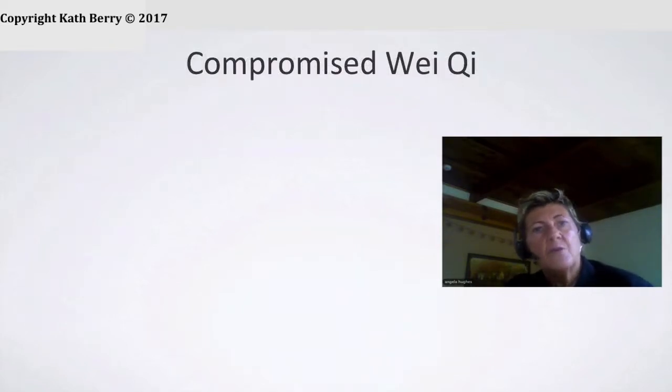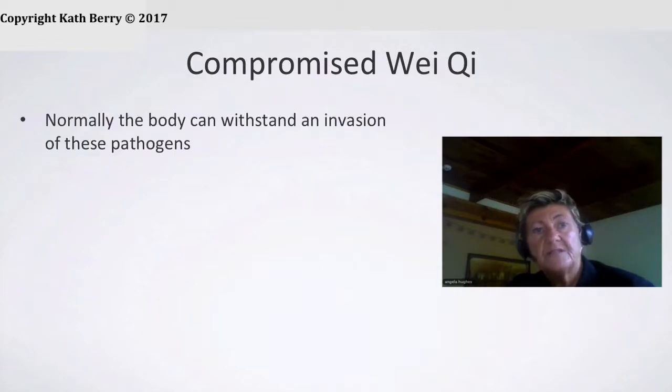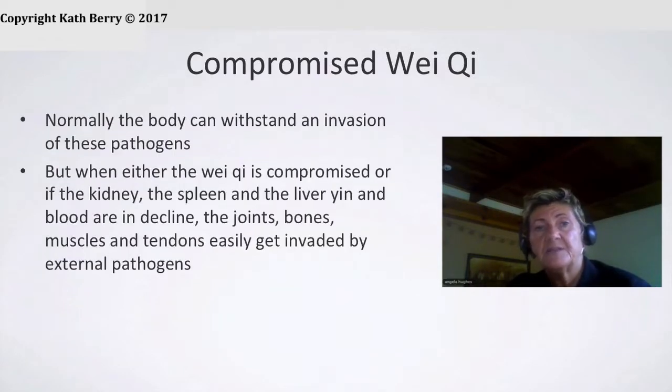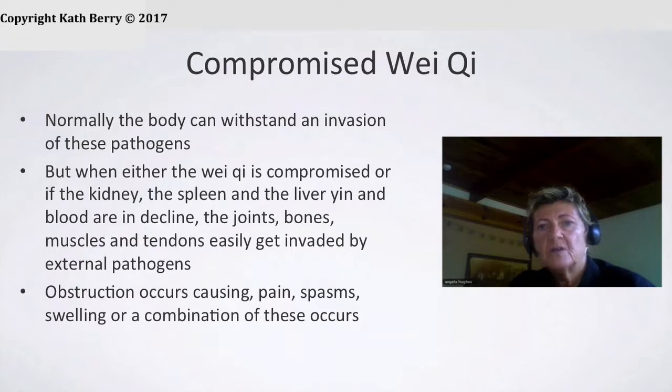But when either the wei qi is compromised, or as we've seen above, if the kidney and the spleen, the liver yin, and blood are in decline for whatever reason, the joints, the bones, the muscles, and the tendons are going to more easily get invaded by external pathogens. And then that leads to obstruction, causing pain, spasm, swelling, or a combination of the above.